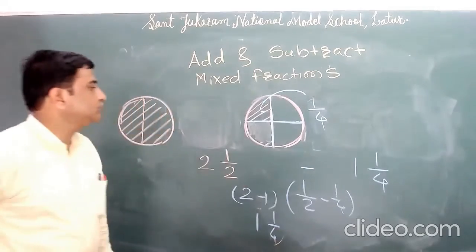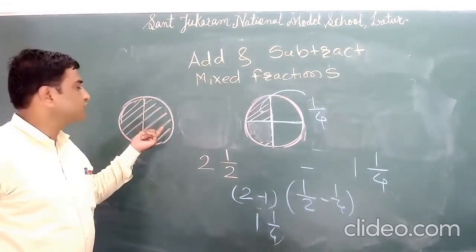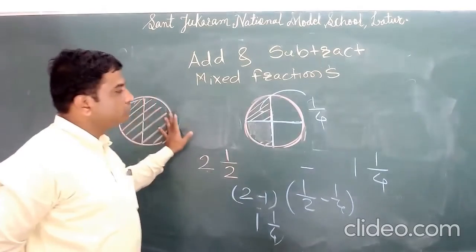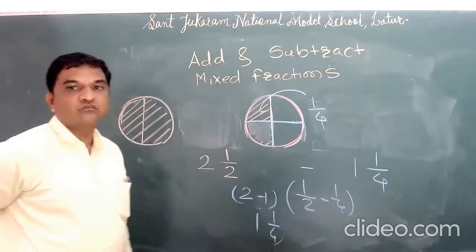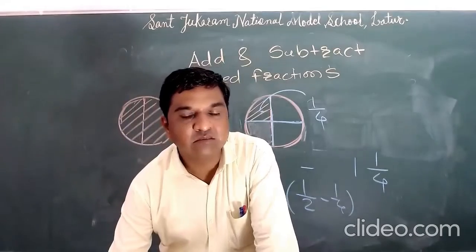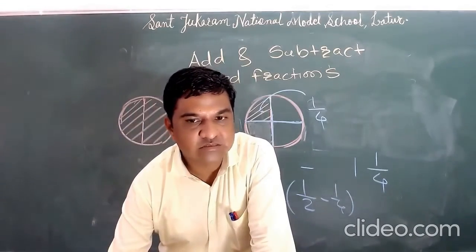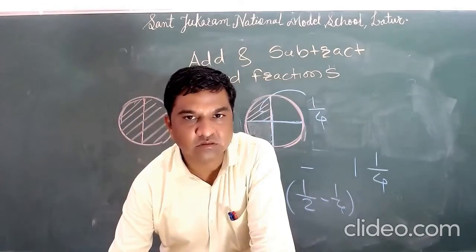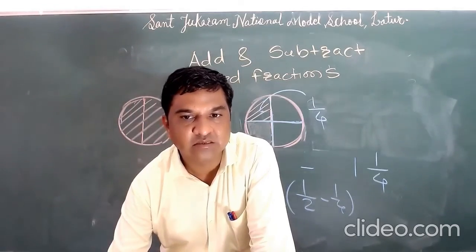So in the result, we got the answer of the subtraction of the two mixed fractions, 2 whole 1 by 2 and 1 whole 1 by 4, as 1 whole 1/4. So this is the graphical method of subtracting mixed fractions. In the next video, we'll see some numerical problems and how to solve these addition and subtraction of mixed fractions. Till then, goodbye.